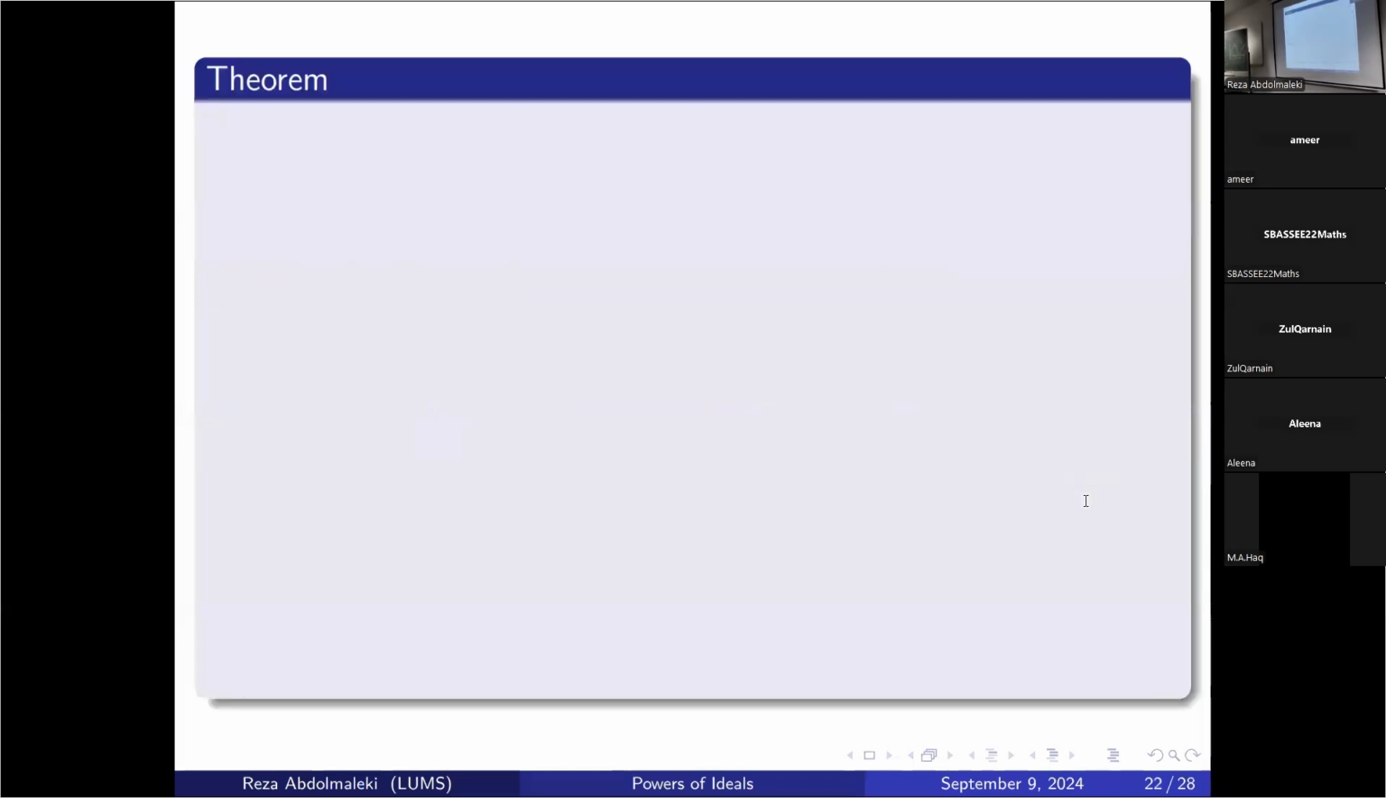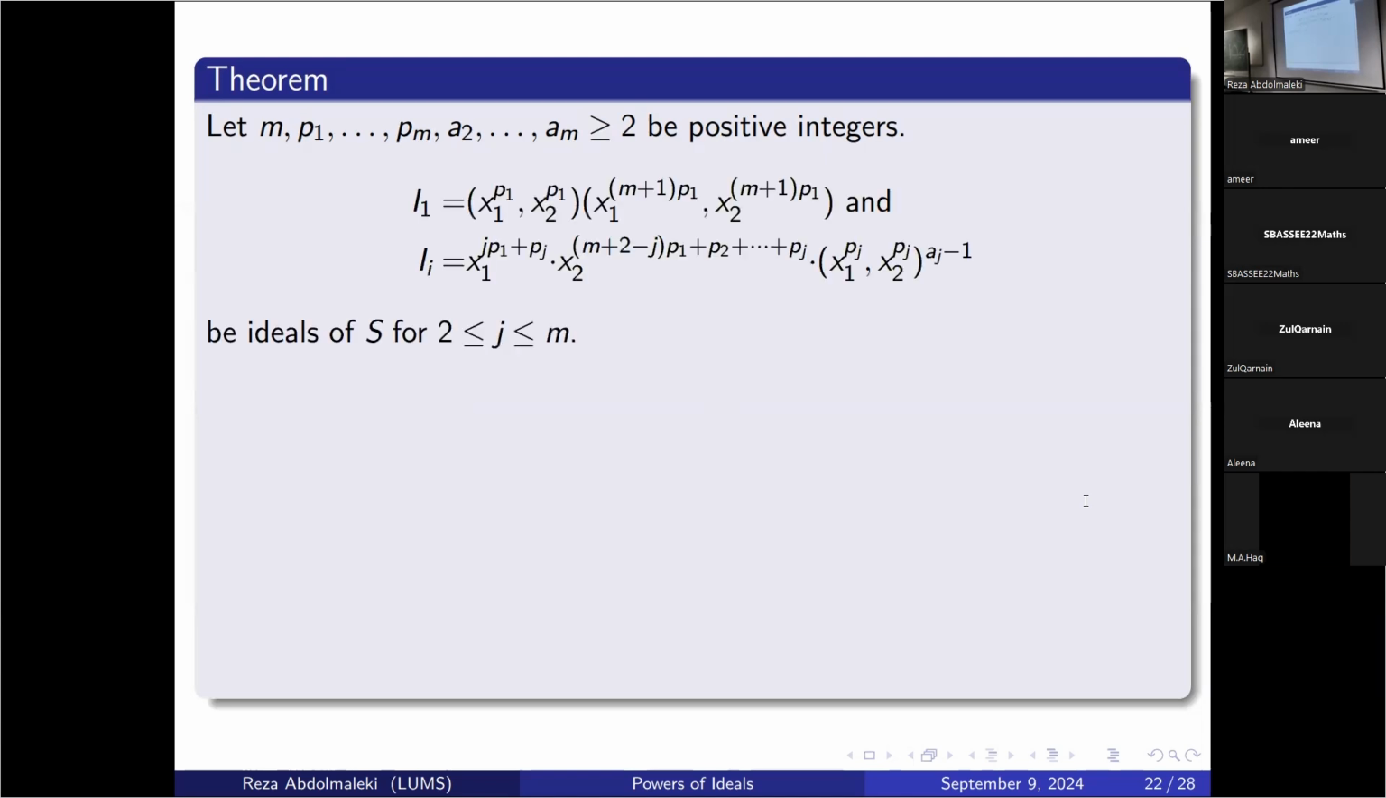And how could we provide this kind of ideals? We assume these integers f, p1 to pn, a2 to an, all of them should be at least 2. And we set this kind of ideals. I1 is this one, and for other j's, Ij is this one. And we set I to be the sum of these ideals.